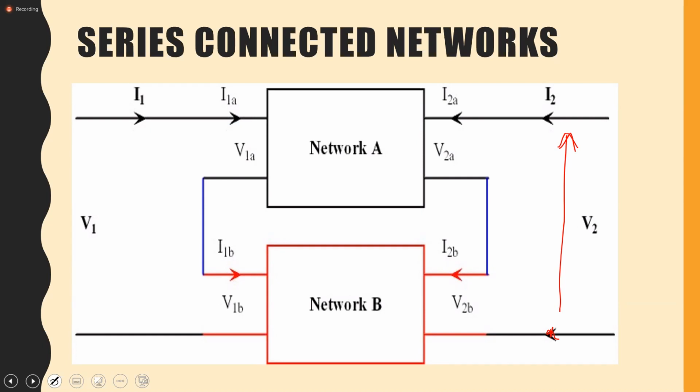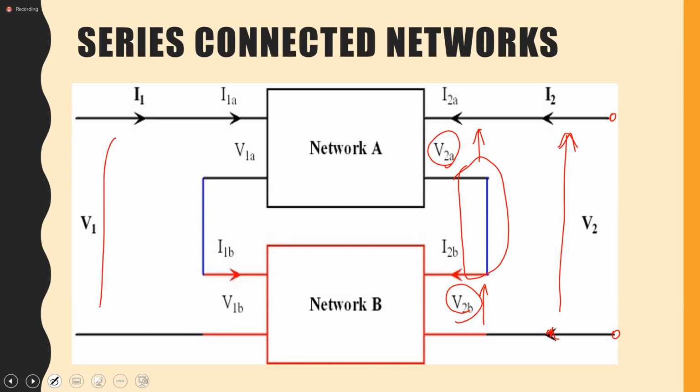V2, which is the potential between these two terminals, would be equal to the potential here plus the potential here. Because we are dealing with long parameter circuits, these two points would be at the same potential, so equipotential. So V2 would be equal to 2A plus 2B.